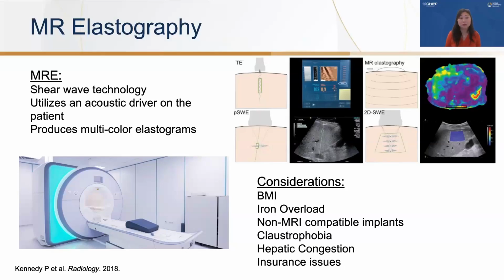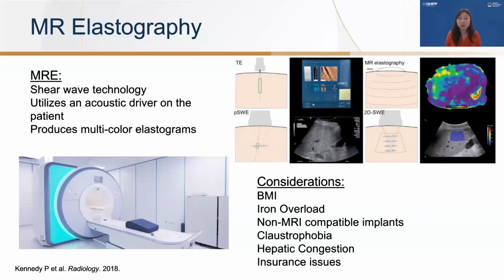A couple of things to consider when you're ordering MRI elastography. Patients with a BMI of 45 or higher may not fit too well into the machine. Those patients with iron overload or hepatic congestion can have a falsely elevated liver stiffness test. Anyone with non-MRI compatible implants cannot get this test. Patients who are claustrophobic may have a hard time doing this exam because it takes about 15 to 30 minutes to complete. Next, you have insurance issues.